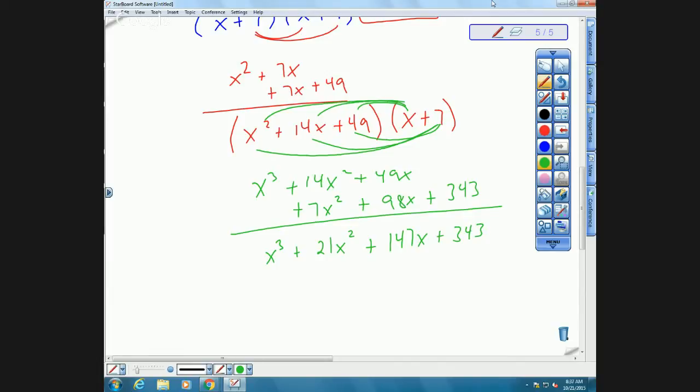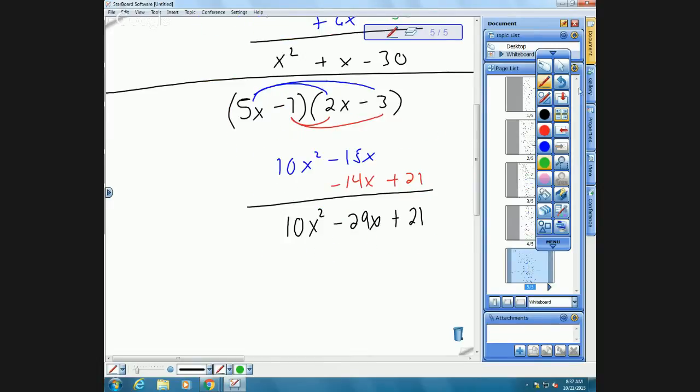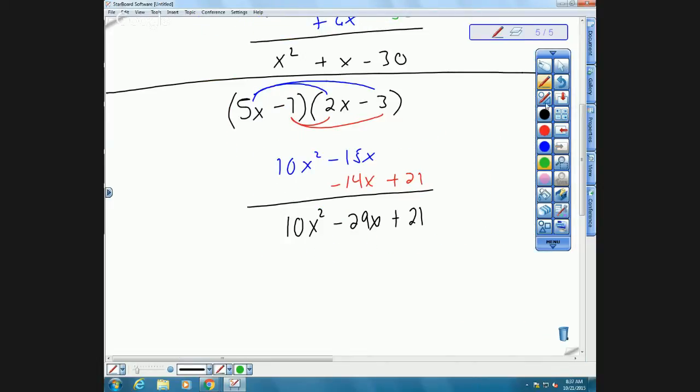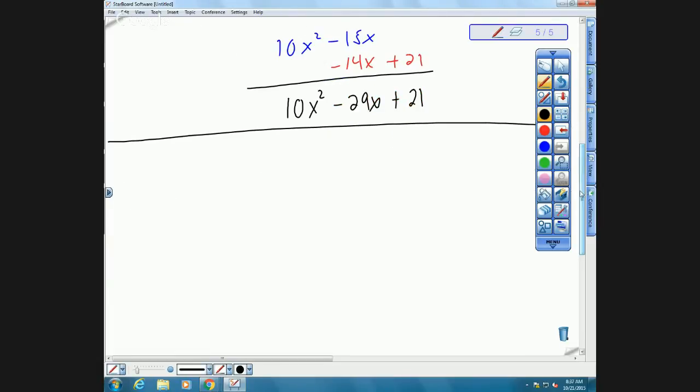All right, so back to 5.4. 5.4 is talking about special products, which are honestly like shortcuts. If you didn't know these, it's not a big deal. You can just FOIL all of these. So in 5.4, you could just FOIL the entire assignment and be fine.